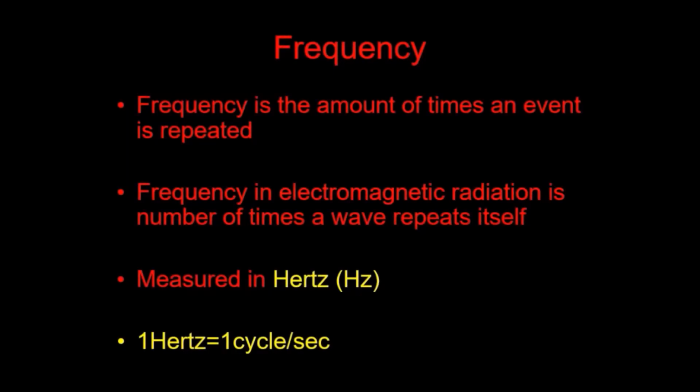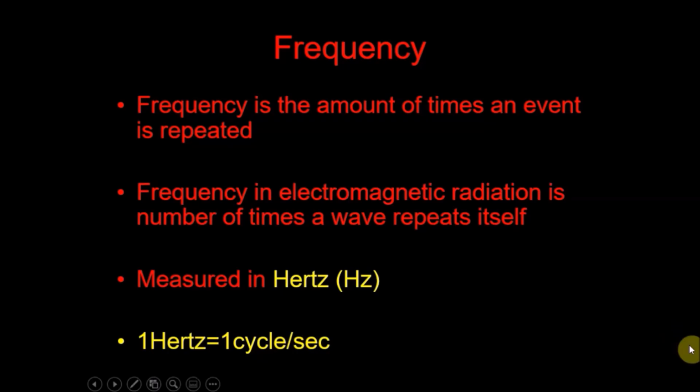Frequency is the number of times an event is repeated. So the frequency of electromagnetic radiation is the number of times a wave repeats itself. This is usually measured in hertz, or Hz. 1 hertz equals 1 cycle per second. Sometimes you even see this expressed as inverse seconds, s to the negative 1.